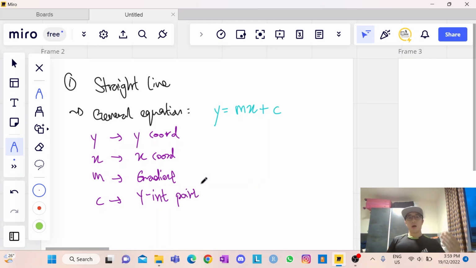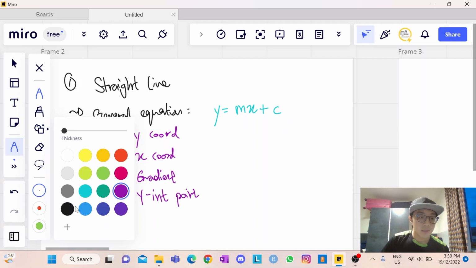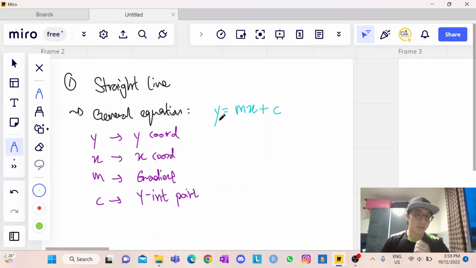So how does this general equation of a straight line make sense? I can explain this as: the y coordinate will be equal to the gradient multiplied by x. So for every single change in x, you will get the corresponding y. So it's the gradient with x, and then the height of the slope. c is the y-intercept of the graph.